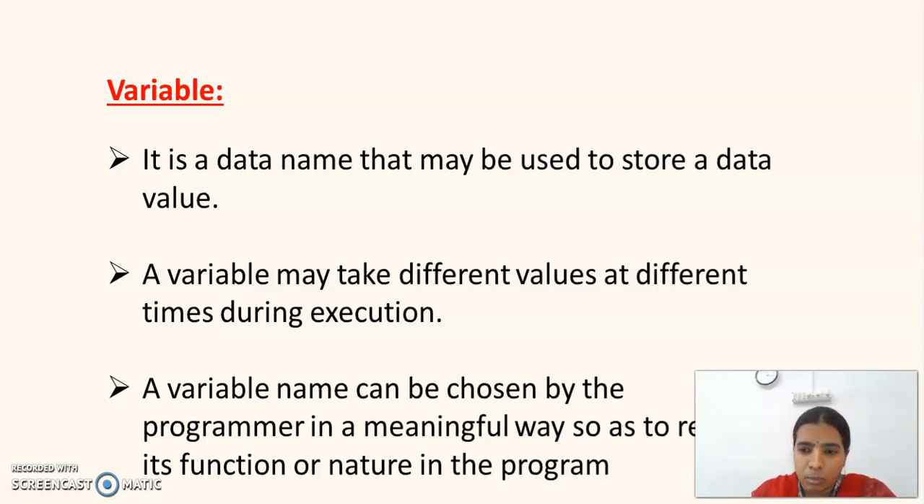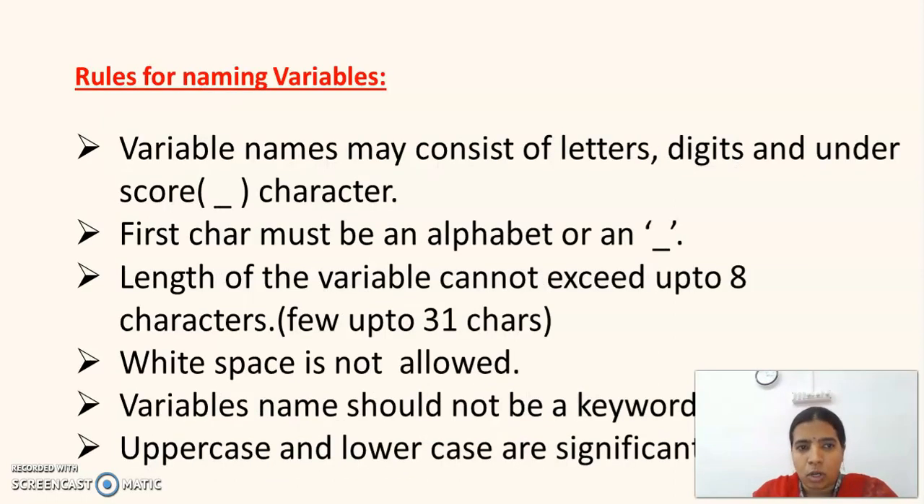As the name says, a variable is a data item that might undergo modification during program execution. The value held by a variable can be changed, and that's why the name variable. A variable name can be chosen by a programmer in any meaningful way that suits the program. There are certain rules C language imposes for variables to be named.